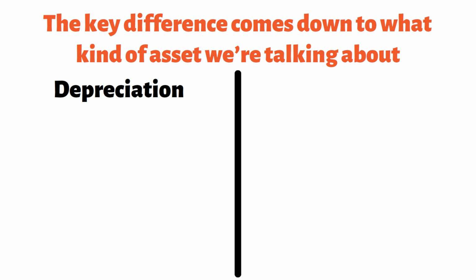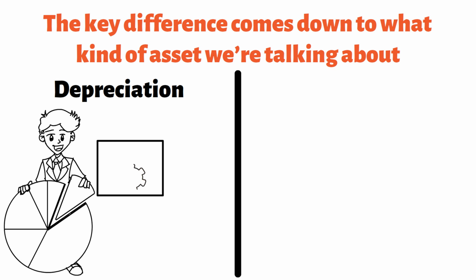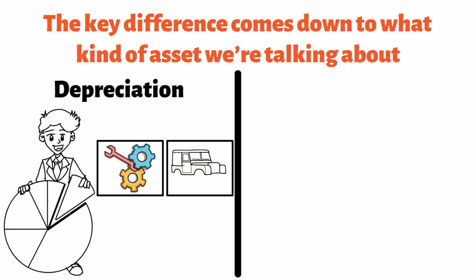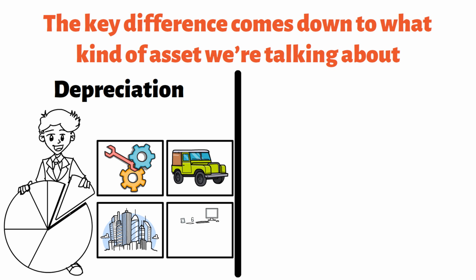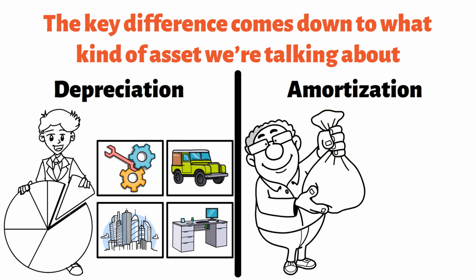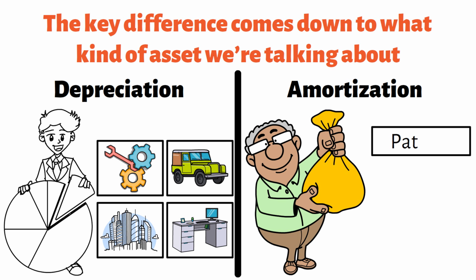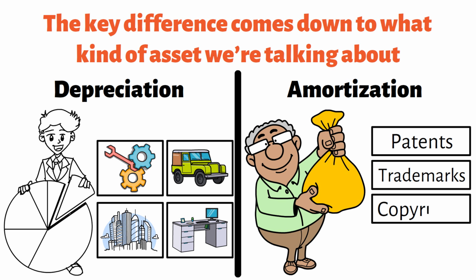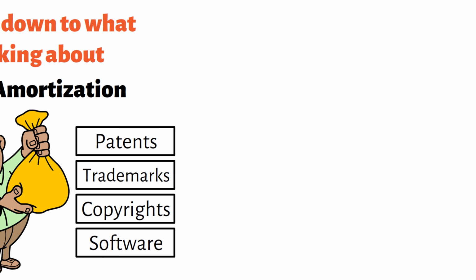Depreciation applies to tangible assets, things that you can physically touch, things like machinery, vehicles, buildings, or computers. Amortization, on the other hand, applies to intangible assets, things that you cannot touch but still have value, like patents, trademarks, copyrights, or software. Let's make it real with an example.